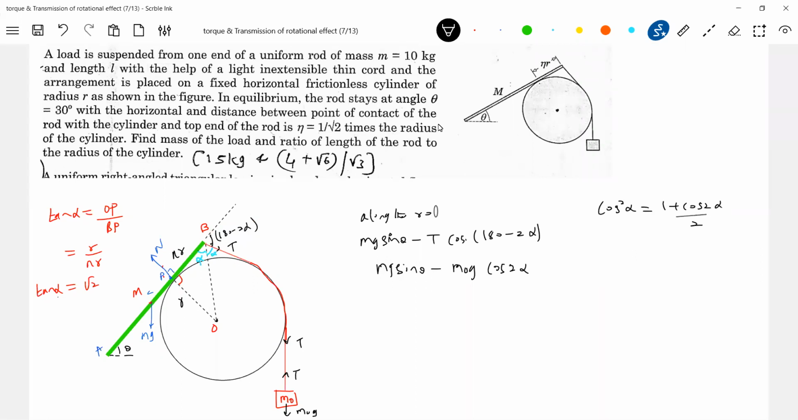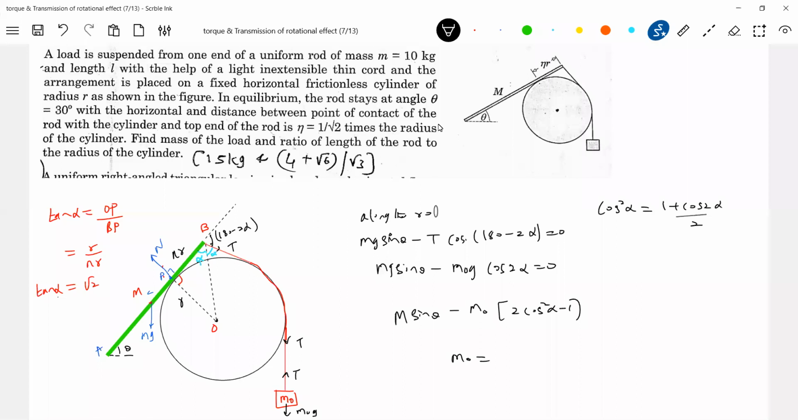Okay, that one. Cos component will come. Cos of 180 minus 2 alpha will be cos alpha. This is equal to 0. So further I'll go for it. G will get cancelled. So m sine theta minus m naught cos 2 alpha, from this formula, is 2 cos square alpha minus 1. I know tan alpha. So from that I'll calculate cos alpha. I'll substitute here.